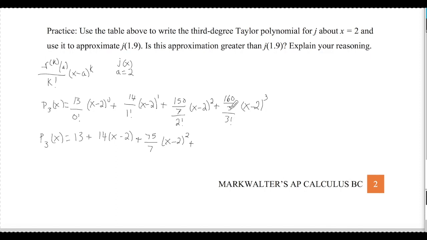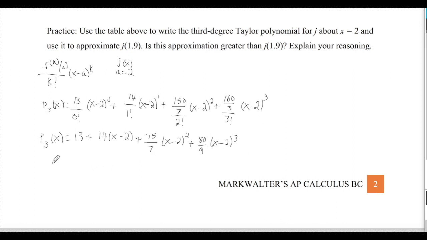So 6 goes down into the denominator, and that'll be 160 divided by 18. If I do that, that'll give me 80 over 9, x minus 2 cubed. Because 3 factorial is 3 times 2 times 1, so that's 6, multiplied into the denominator. 6 times 3 is 18, and 2 goes into 160 and into 18. There we go. So here's my third order Taylor polynomial.